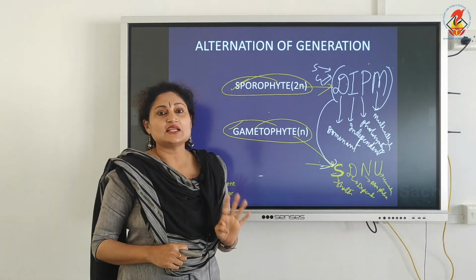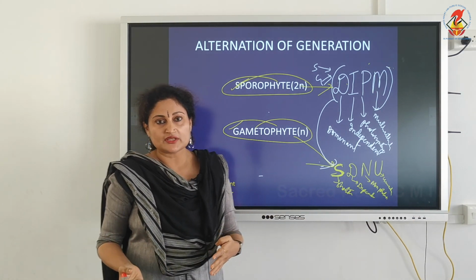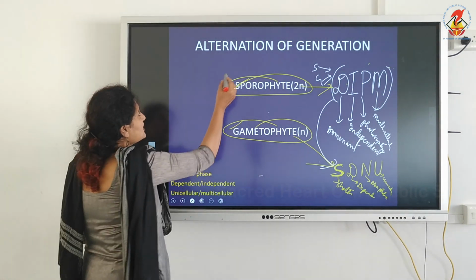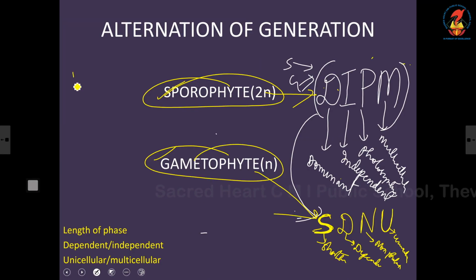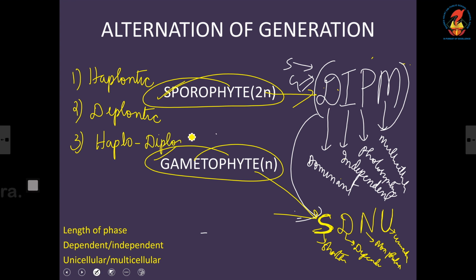Then the fourth point is the life cycle. What type of life cycle? Whether it's haplontic, diplontic or haplodiplontic. So here I will bring the three life cycles. The three life cycles are haplontic, diplontic, and the third category, which is an intermediate category, haplodiplontic.